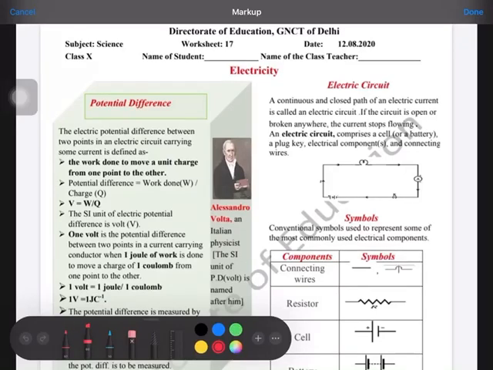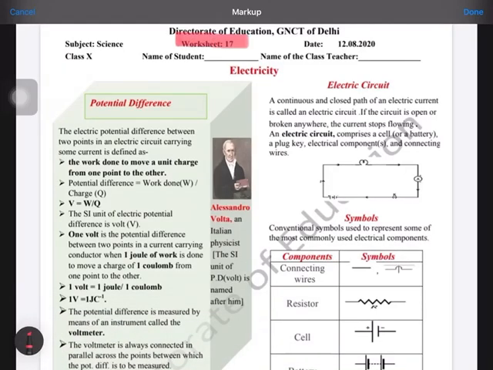Worksheet number 17 for the date 12 August 2020.